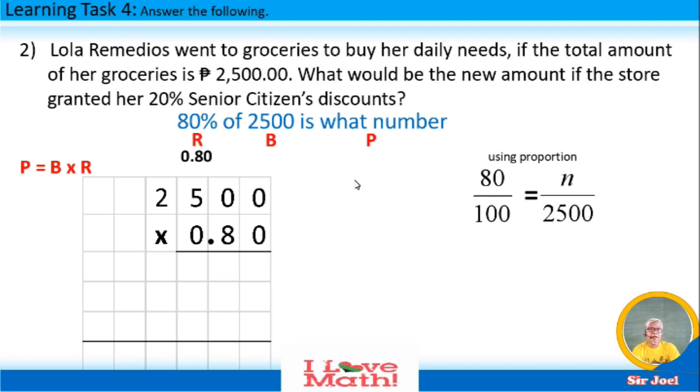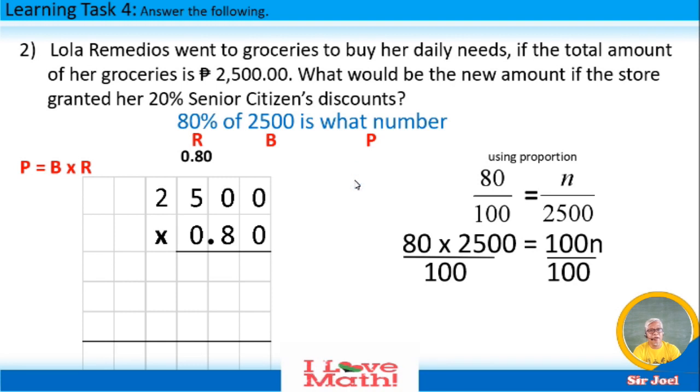To solve n, i-apply cross products. Meron kayong 80 times 2,500. So, kunin nyo yung product, and whatever it is, divide by 100. Kasi yung 100 ang numerical coefficient of the variable n. At kung ano man yung magiging kasagutan, yun na yun. Yun yung kanyang babayaran. Yung babayaran ni Lola Remedios. Okay?